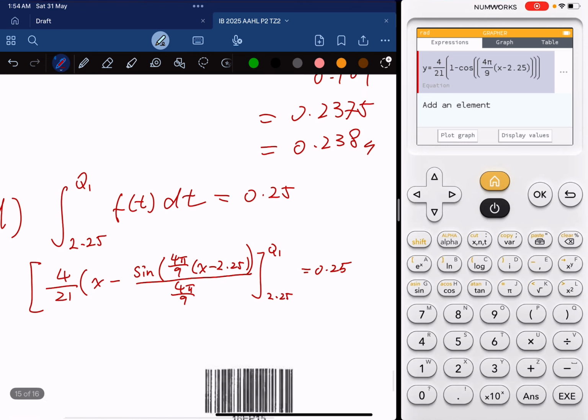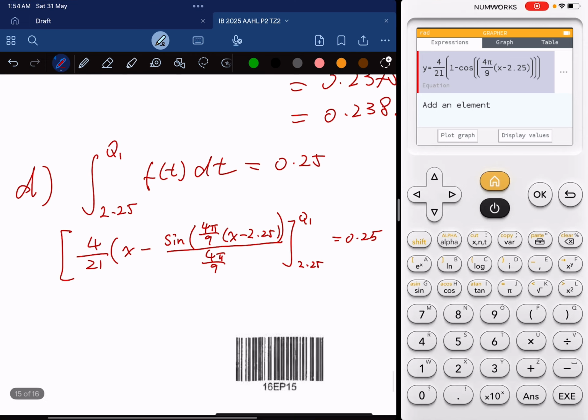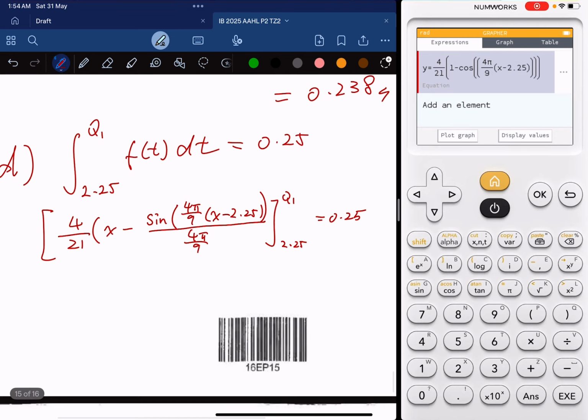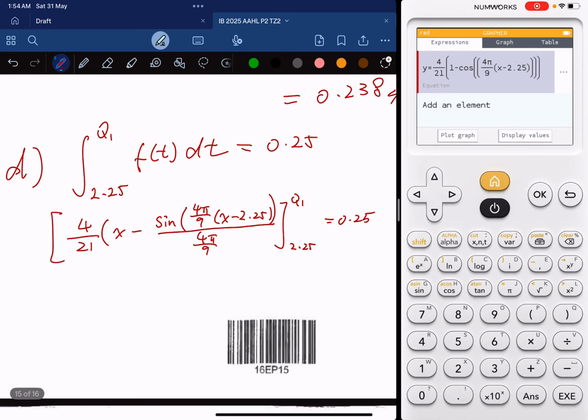Normally you use your calculator to solve the integration unknown, but I don't know why my calculator doesn't work, so I just leave it. All you need to do is plug in q1 inside: 4 over 21 times q1 minus sine of 4 pi over 9 q1, minus 2.25 over 4 pi over 9, and I want to subtract, put 2.25 inside.